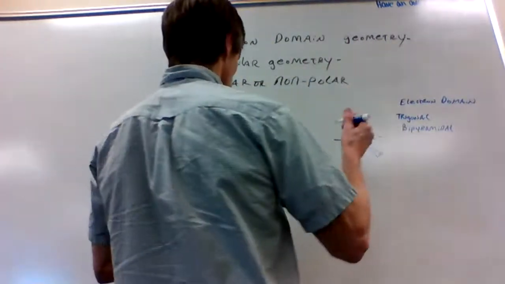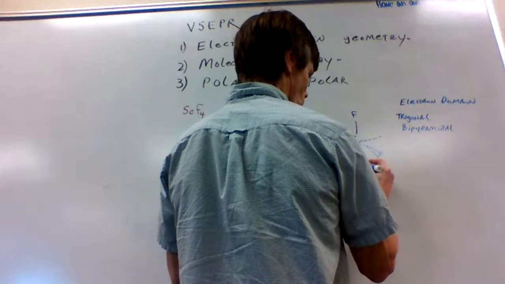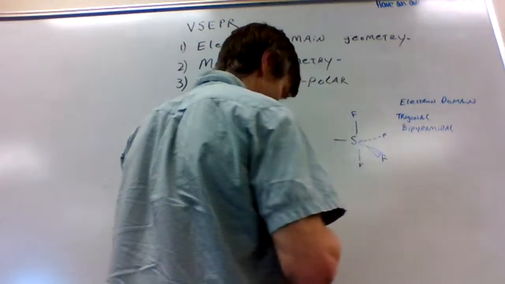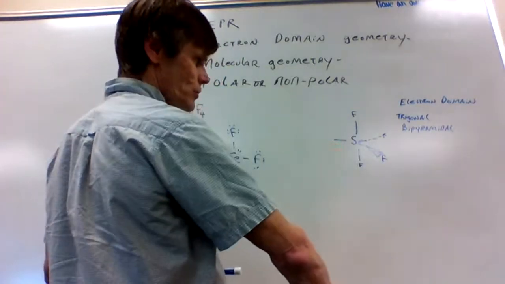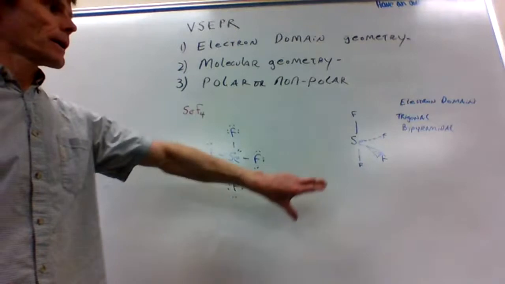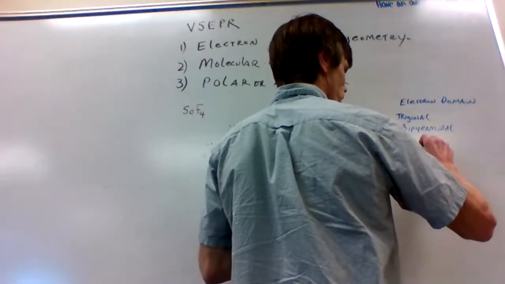So this is where we put our fluorine. One up here, one behind the plane, and one out there. And we're going to just, by convention to show it, put a lone pair of electrons there. And the molecular geometry is seesaw.